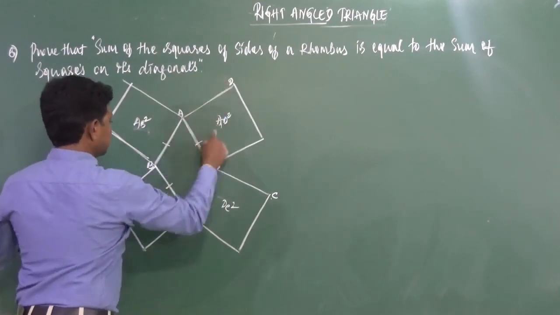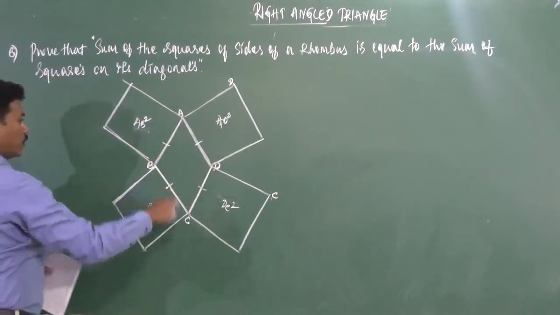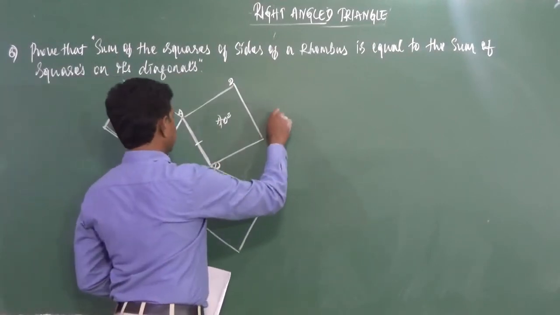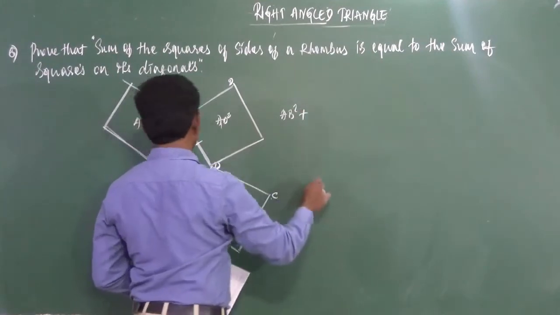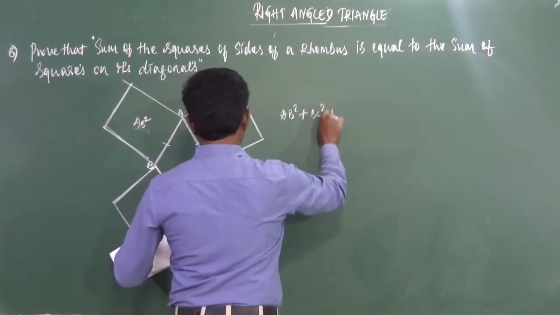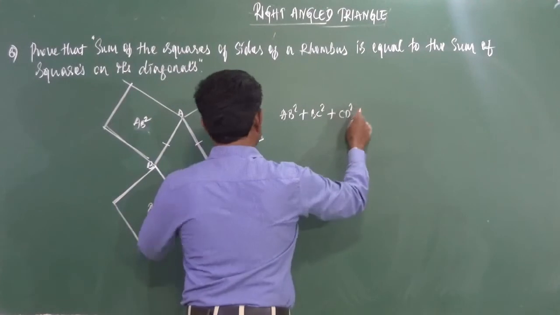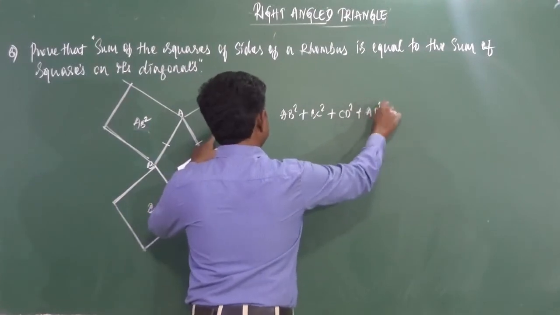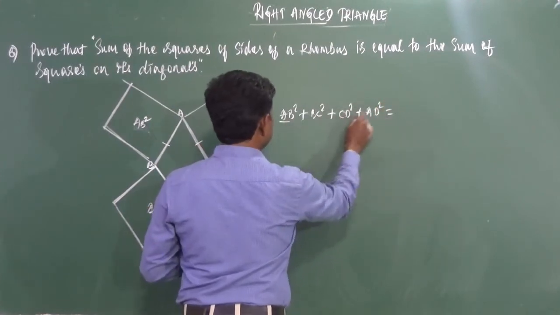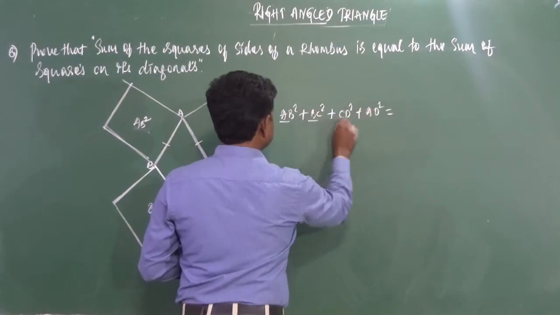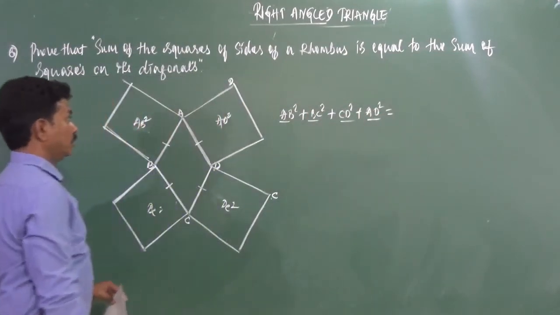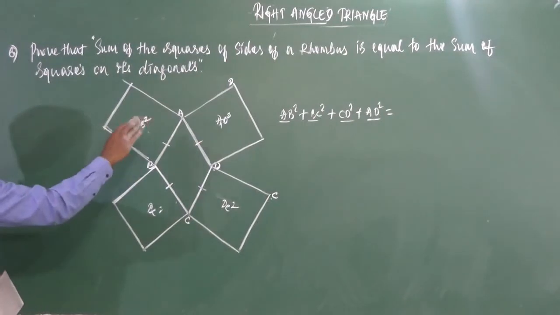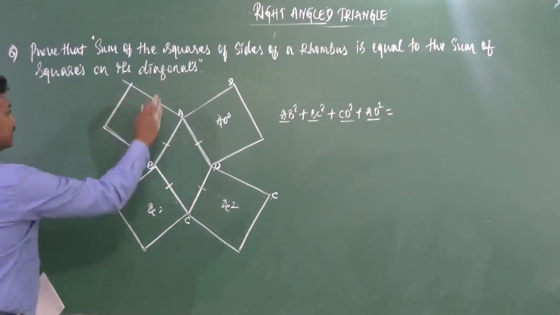So if you take the sum of the squares of all these 4, he is telling us, we will take AB square plus BC square plus CD square plus AD square. The sum of the squares on the sides of the rhombus, we have to prove that it is equal to the sum of the squares on its diagonals.